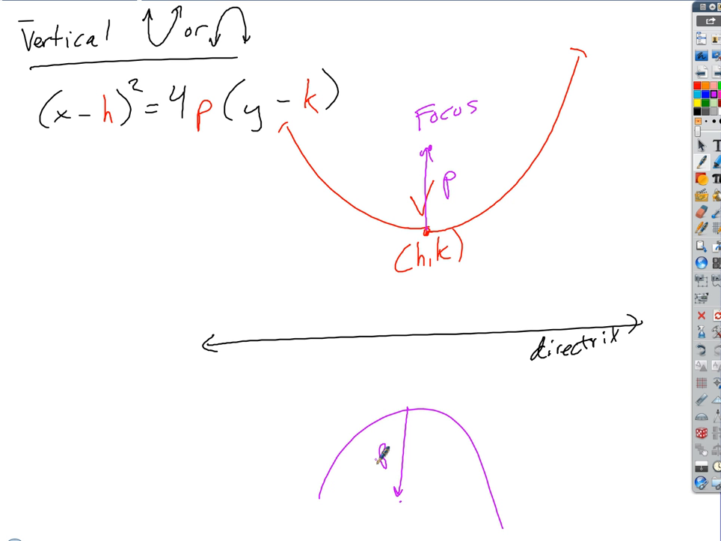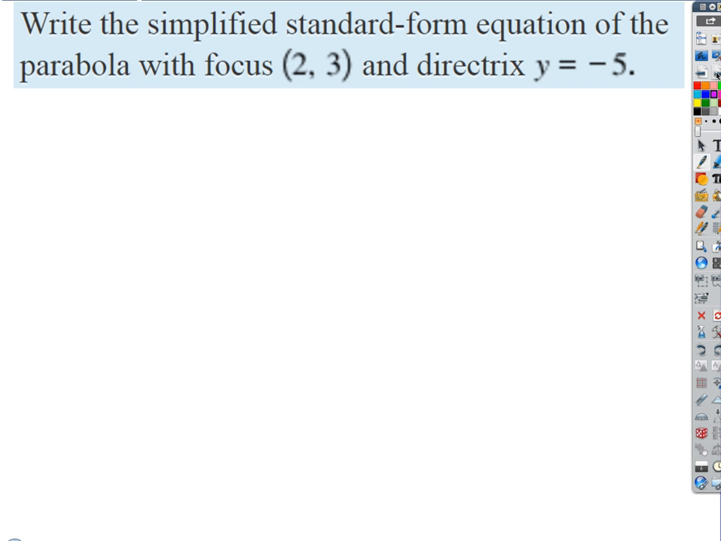All right. Our goal is, if we're given the coordinates of the focus and the equation of the directrix, can we come up with the parabola that fits that information? Let's try one like this. At least at the beginning, I think it's a good idea to sketch these things when you're doing the problems in your notes.